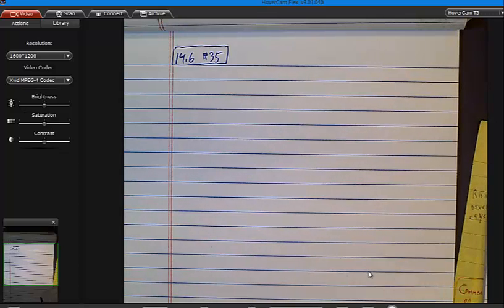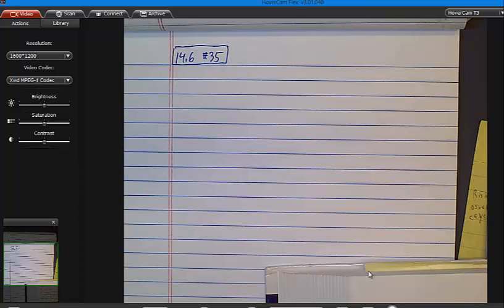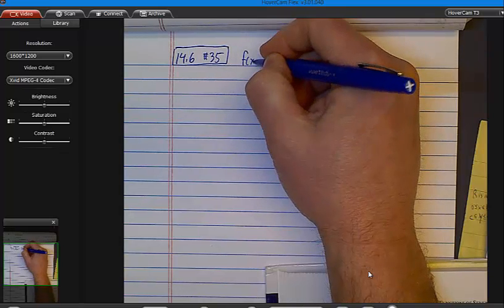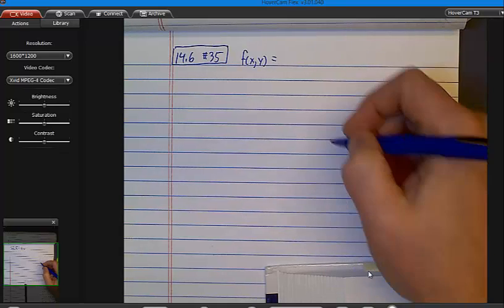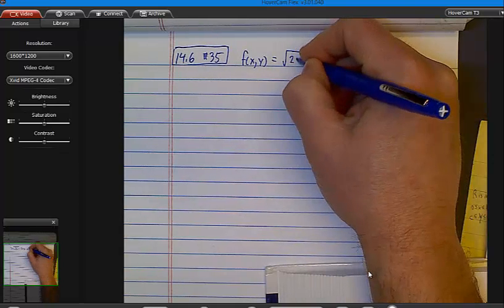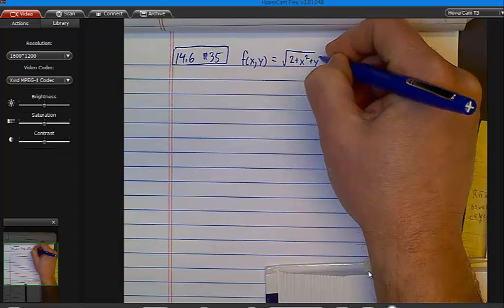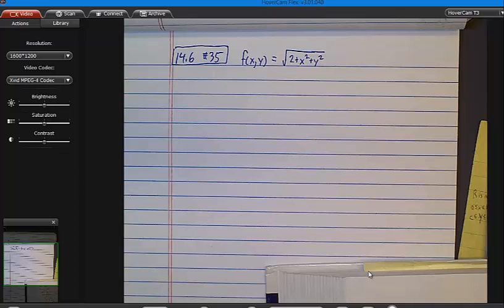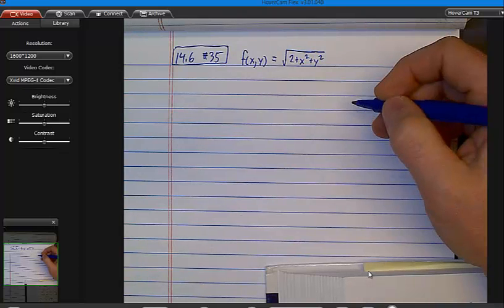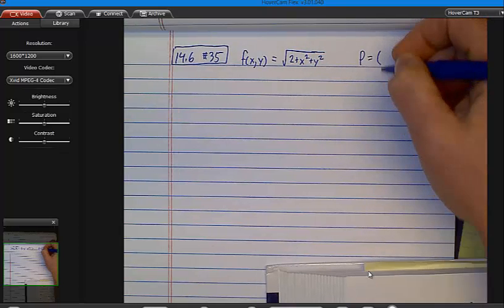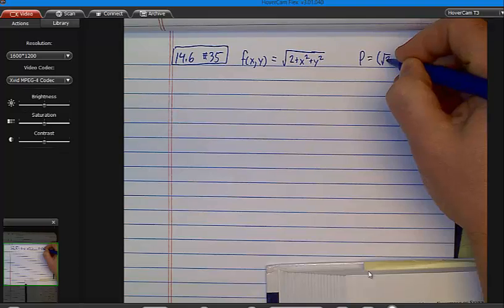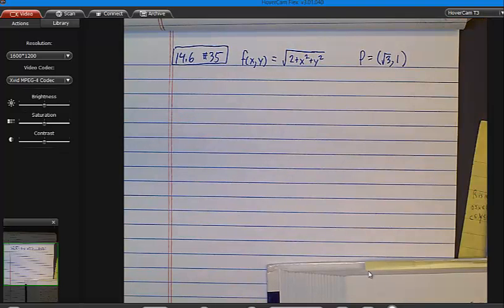Alex? Okay. So when we do this, we have f of x y is the function square root of 2 plus x squared plus y squared. The point that we're going to be talking about, point P, is going to be the square root of 3 comma 1. Okay? So it says, find the gradient and evaluate it at P.